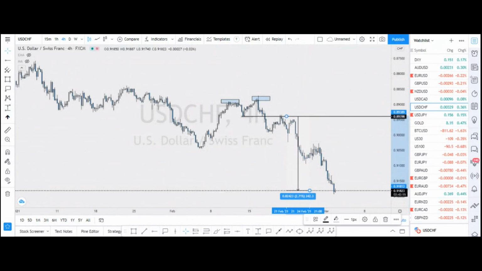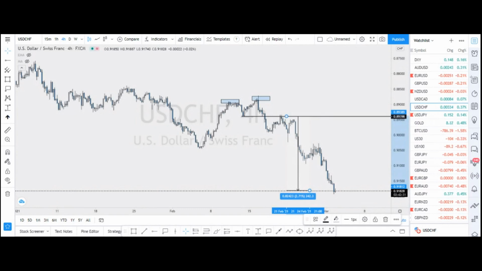You can spot it on any time frame: on the daily, on the 4 hour, on the 1 hour. But I advise to always use the daily and the 4 hour to spot chart patterns. Anything after that, I don't advise. But the daily and the 4 hour, I advise to spot chart patterns.